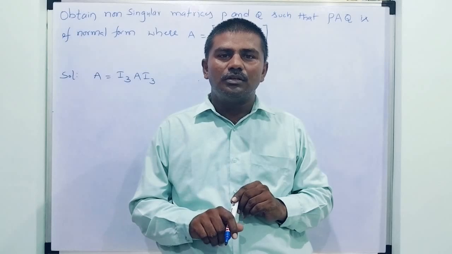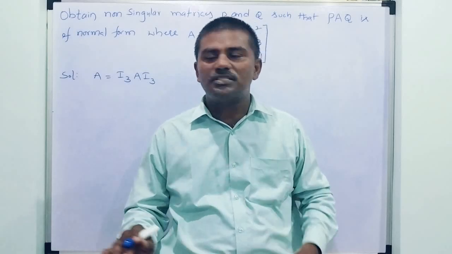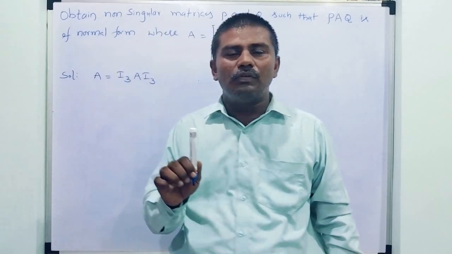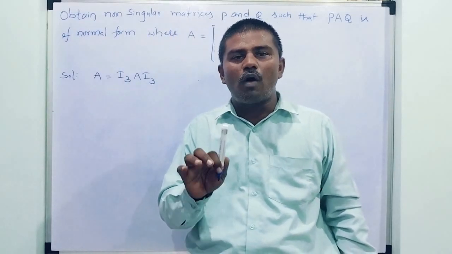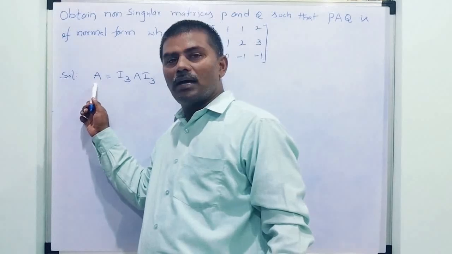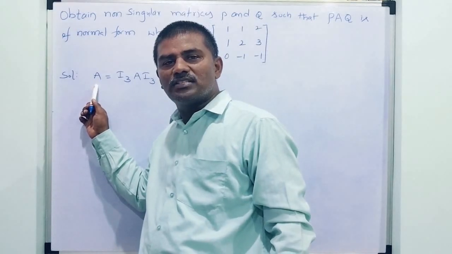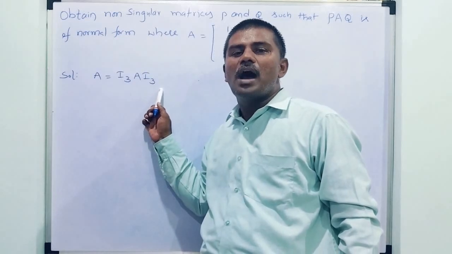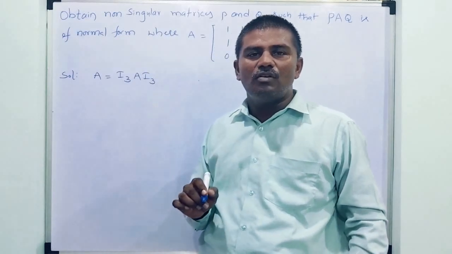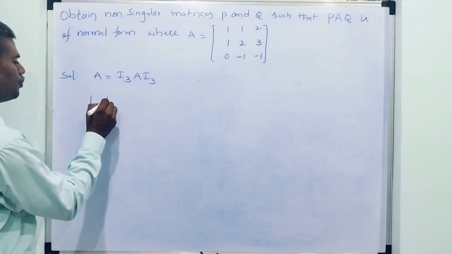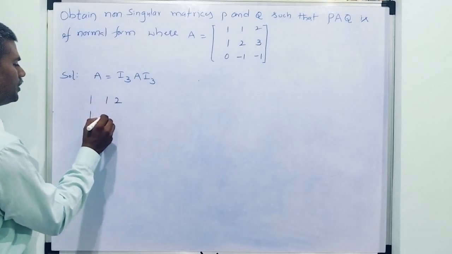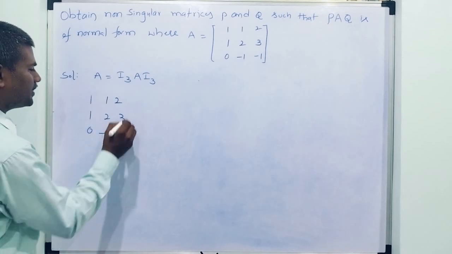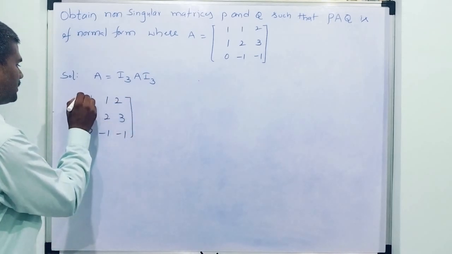Now we will apply the same row operations on the prefactor of RHS, and we will apply the same column operations, whatever we apply on the matrix on the left hand side, on the post factor of RHS. This is the way we are going to do it. 1, 1, 2, 1, 2, 3, 0, minus 1, minus 1. This is your given matrix.